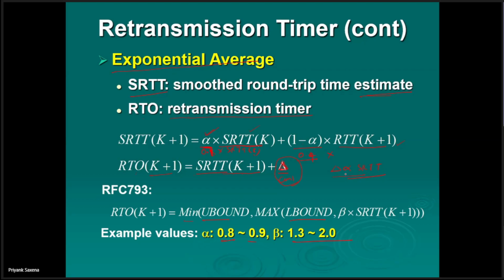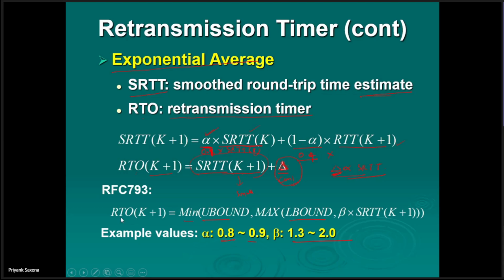But actually this constant term should be proportional to SRTT. Actually it is not, this is a constant. So if SRTT is small and this constant value is large, then what will happen? The retransmission timer value will be higher, because this constant has no link with SRTT. So if SRTT is small and this delta is large, then also the retransmission timer value will be higher, so the protocol will have no meaning, right? And if the SRTT value is high and this value is low, there will be more retransmissions.